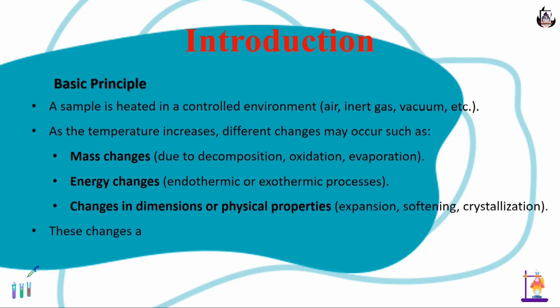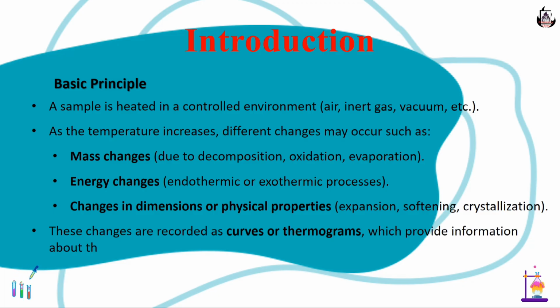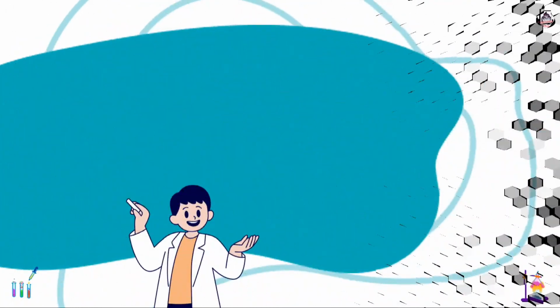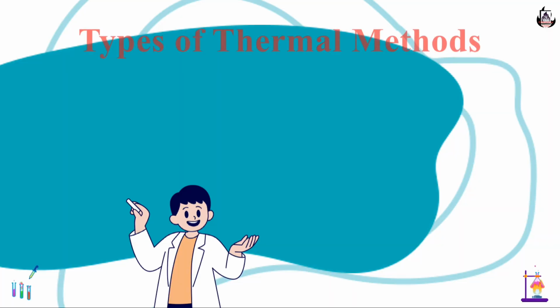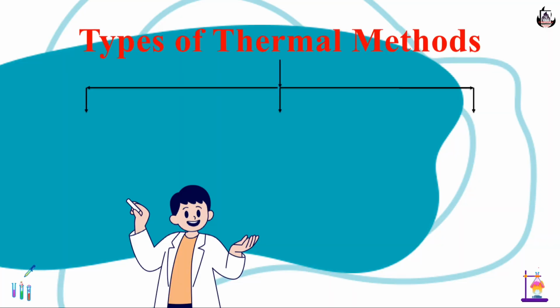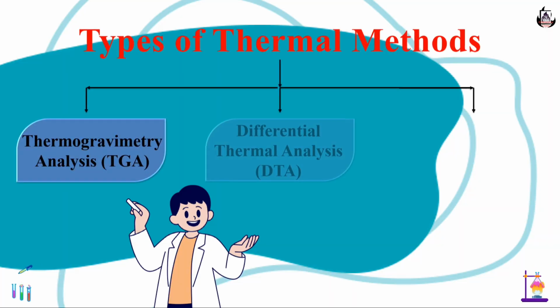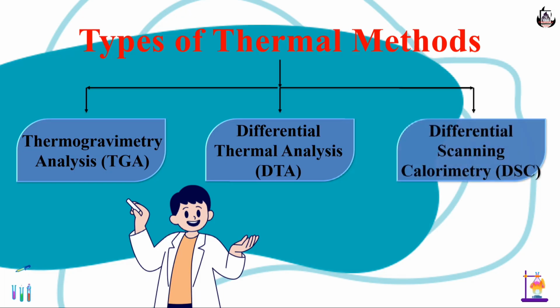These changes are recorded as curves, also known as thermograms, which provide information about the thermal characteristics of the material. This helps scientists study decomposition, melting point, phase transition, and chemical stability. The three most commonly used methods are thermogravimetric analysis, differential thermal analysis, and differential scanning calorimetry.